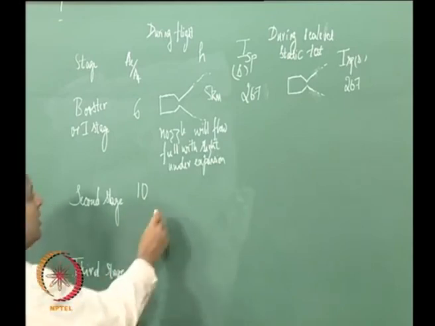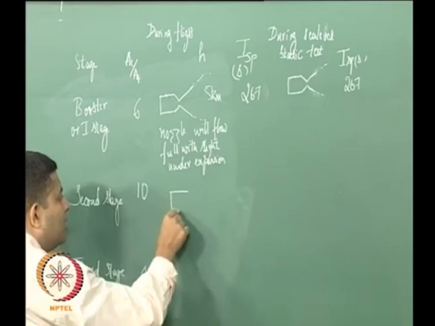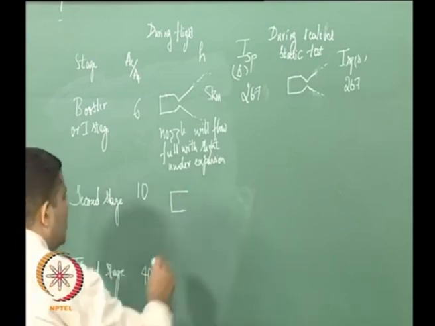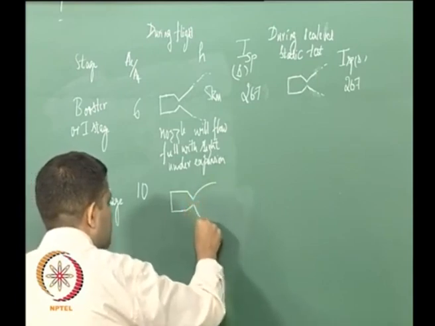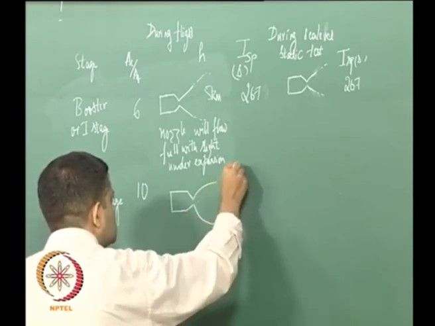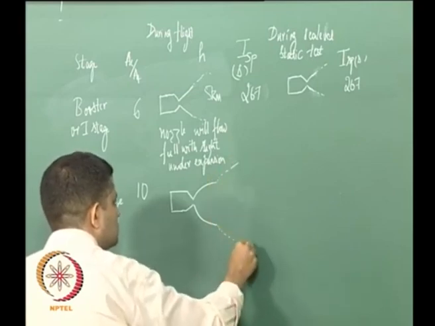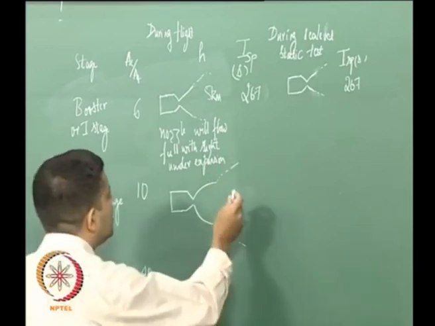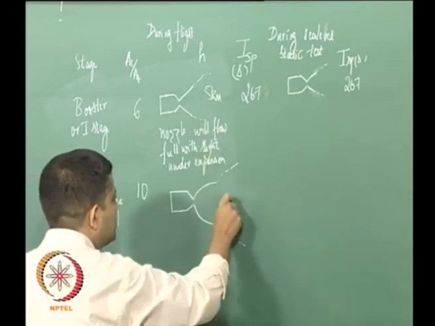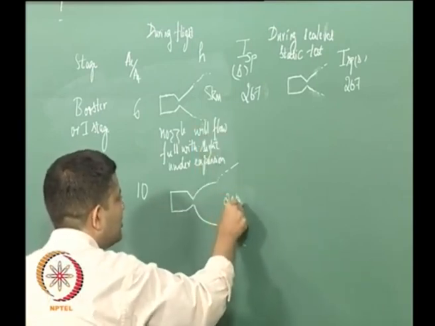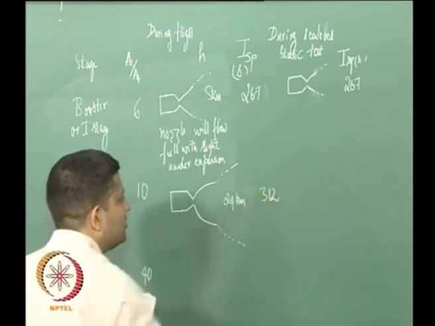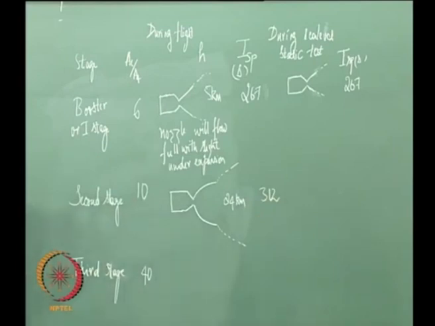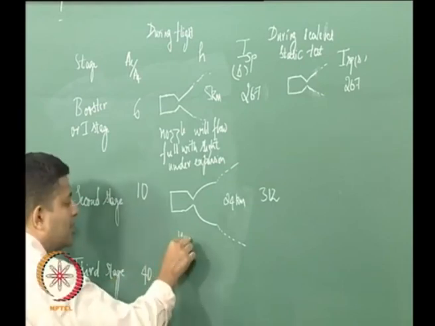Now if you look at the second stage, it has a fairly large area ratio and the flow will be under expanded here. Here again the altitude is something like 24 kilometers and the ISP that you get will be something like 312 seconds. So the flow is here under expanded.